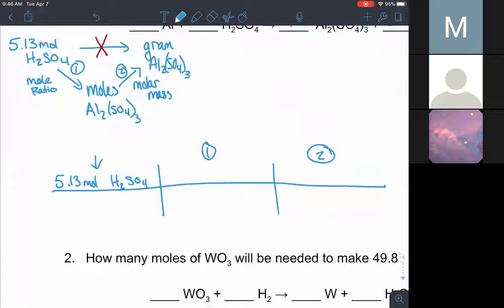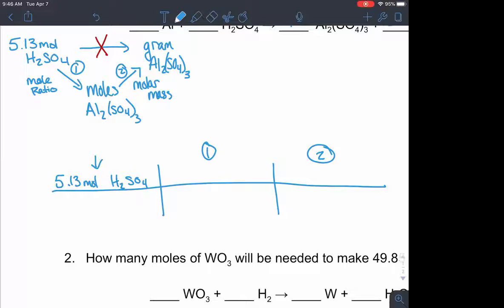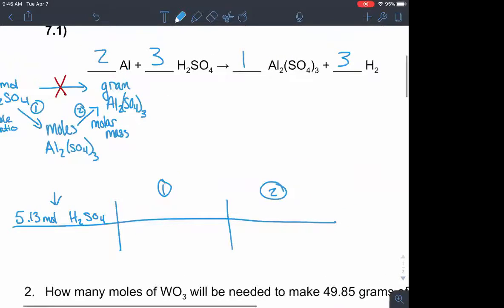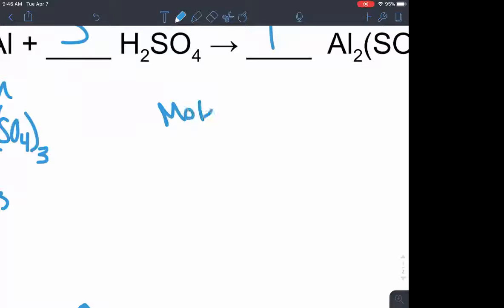So now our step 1 is getting from moles of H2SO4 to moles of Al2(SO4)3. If we're going to do that, how do we go from moles of H2SO4 to moles of Al2(SO4)3? What do we have to use again? The balanced equation. We're going to use our balanced equation. We're going to find that mole ratio. So let's look at our balanced equation, and let's figure out our mole ratio right here. The mole ratio.